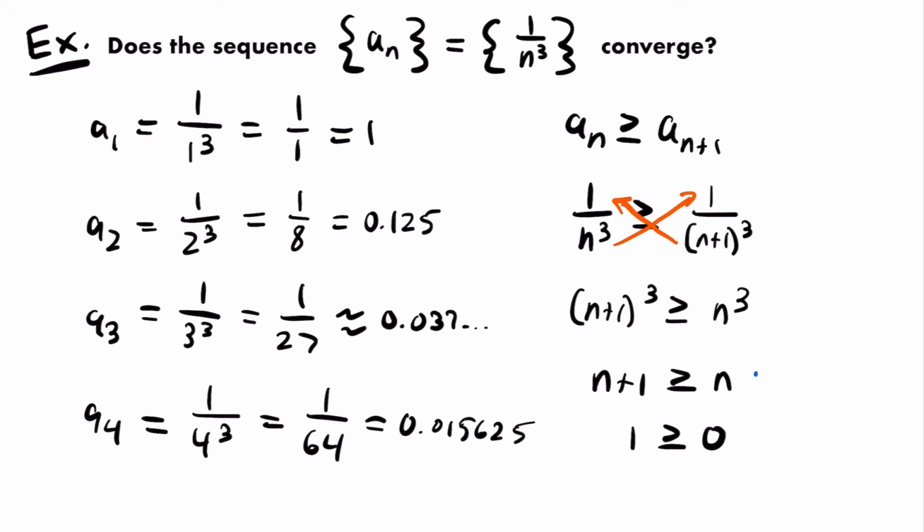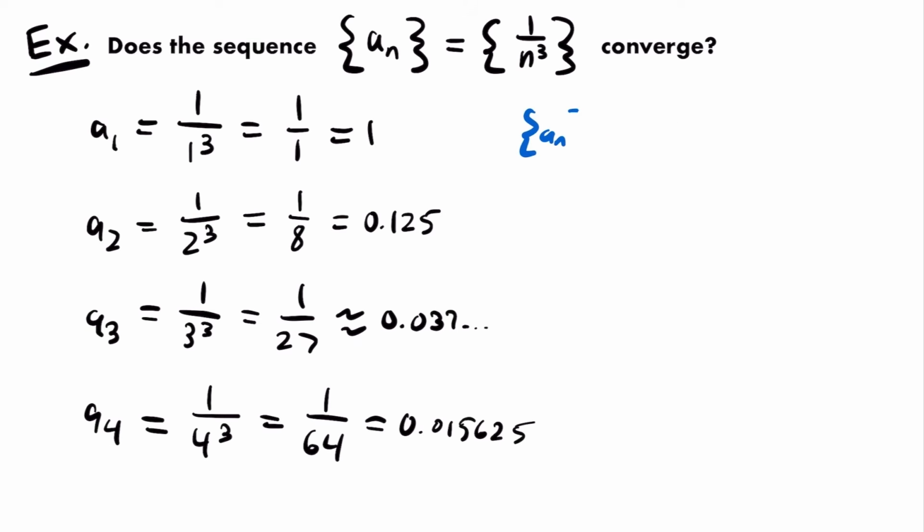And so since both of these statements are true, we can conclude that this sequence is decreasing, meaning that it is monotonic. And so if I clean up my work here, we proved that a sub n is monotonic.